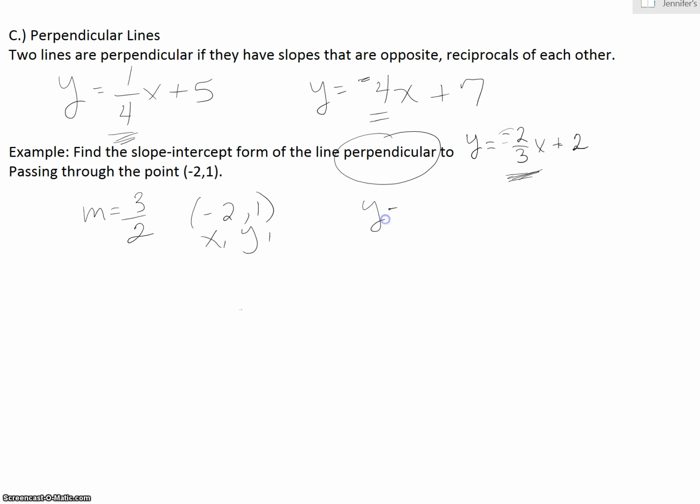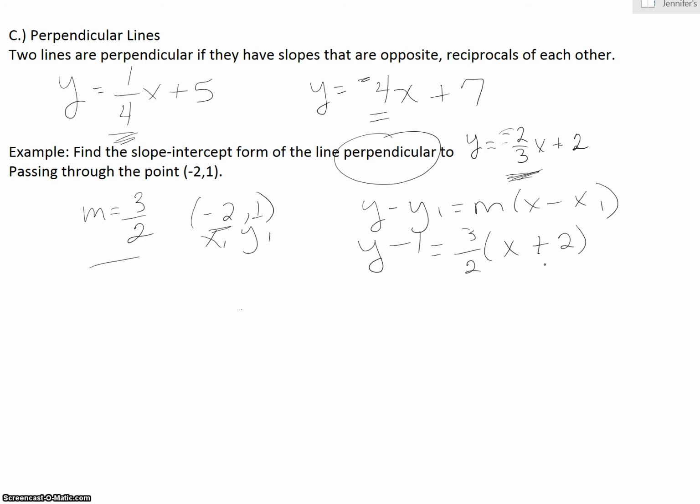So we have y minus y sub 1 equals m times x minus x sub 1. And we plug in our numbers. So we have y minus our y sub 1, right here is 1, equals our slope, which is 3/2, times x minus, and our x sub 1 is negative 2. That negative makes this become a positive 2.